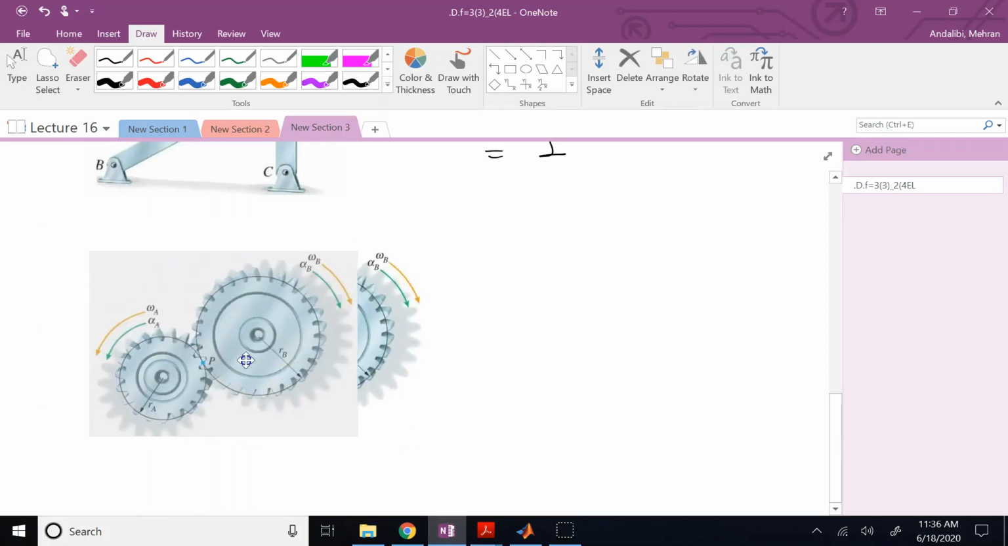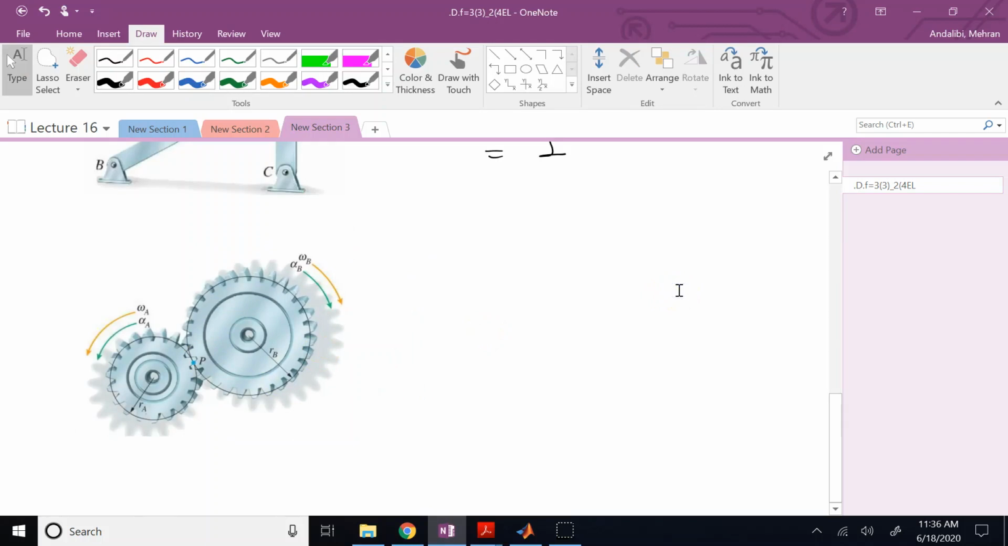So here, the two gears are pinned down to the ground, right? So I have this gear pinned down. It is spinning about its axis, the same for here. So what is the degree of freedom for two gears together? Well, you have two rigid bodies, so it's 3 times 2 minus. You have one pin and two pins, so 2 times 2.